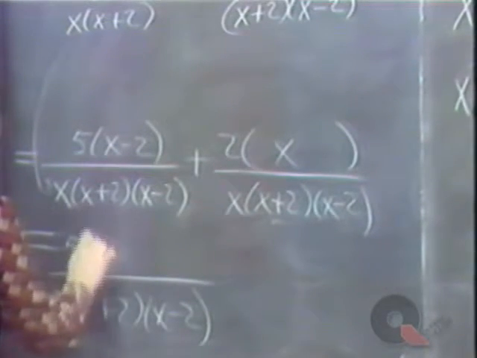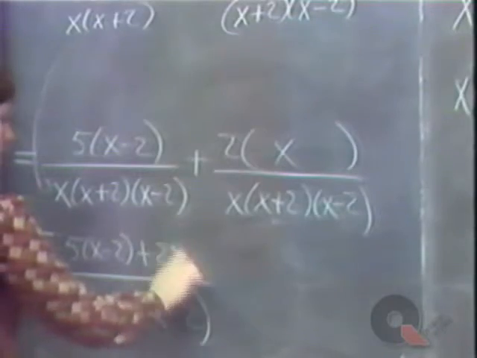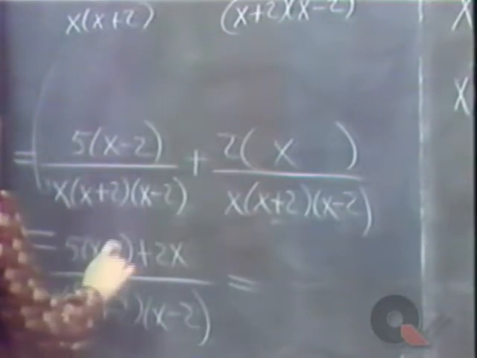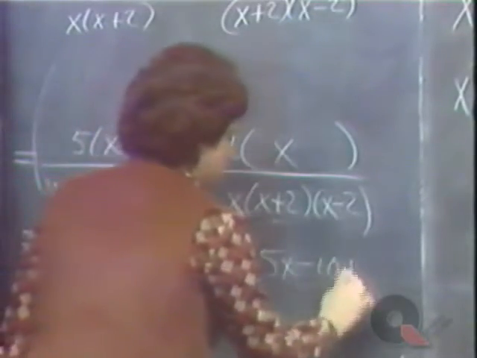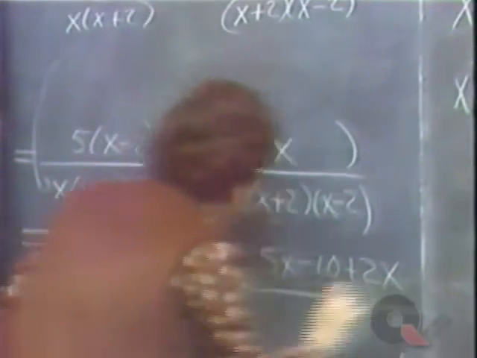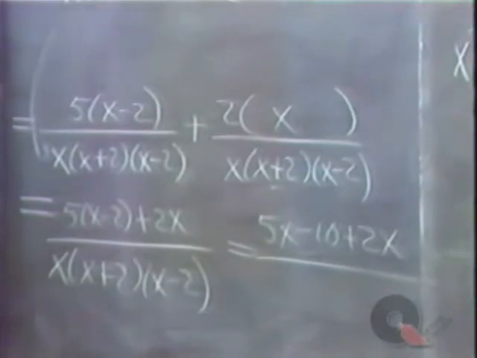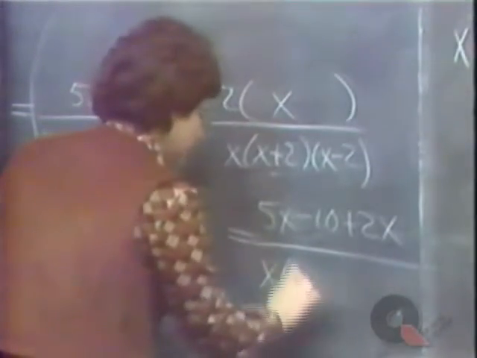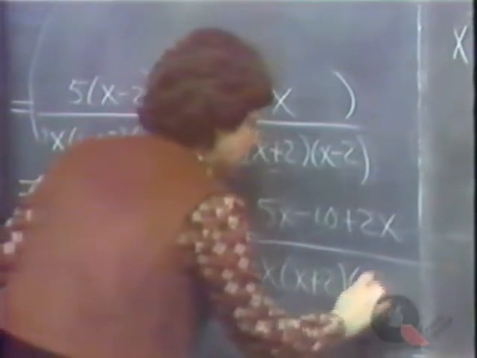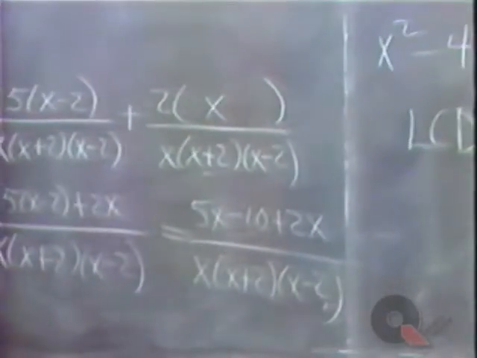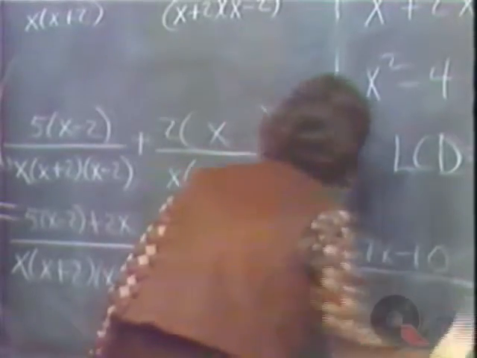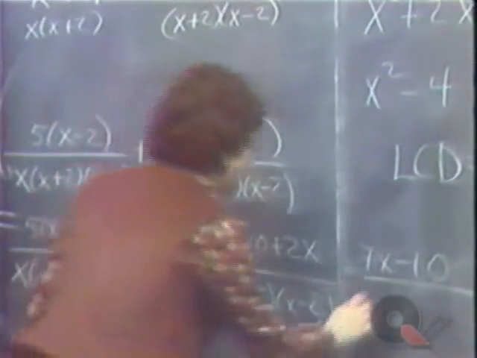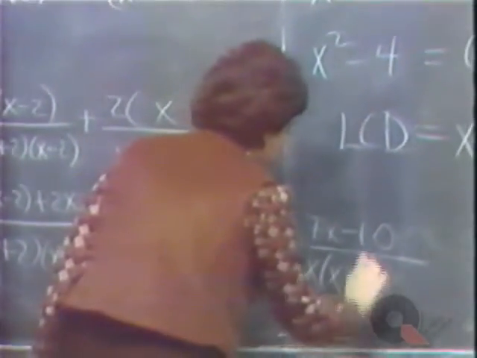We have 5 times x minus 2 plus 2x. This is 5x minus 10 plus 2x. I distributed the 5 through the parentheses, and then add the 2x. 5x plus 2x gives us 7x. 7x minus 10 on top, x times x plus 2 times x minus 2 on the bottom.